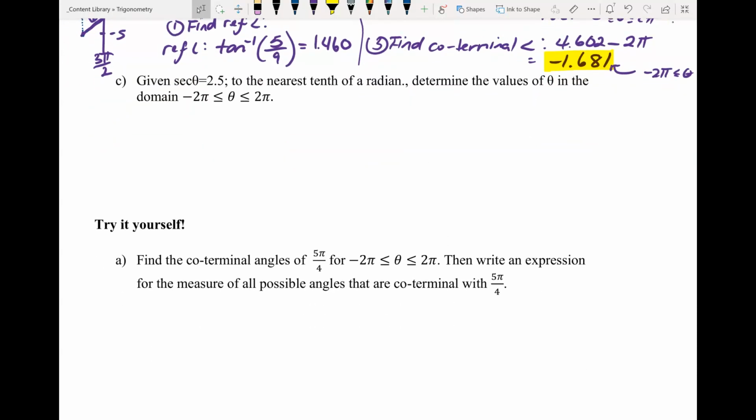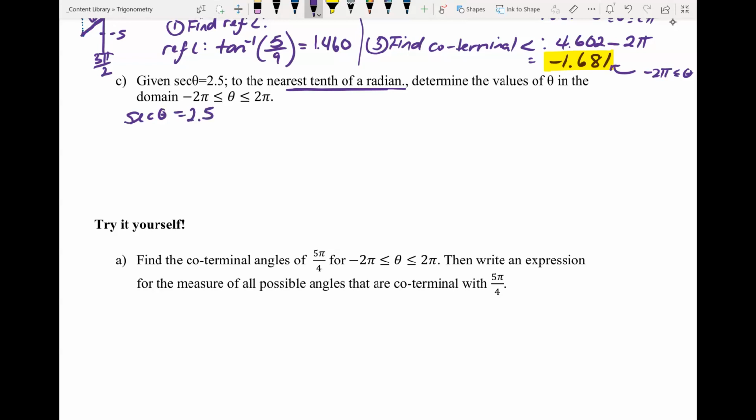Moving on to the third type of question: given that secant theta is 2.5, to the nearest tenth of a radian, determine the values of theta in the domain from negative 2 pi to 2 pi. Again, it says nearest tenth of a radian, which means we are going to use our calculator here. So this is our original question: secant theta is equal to 2.5.